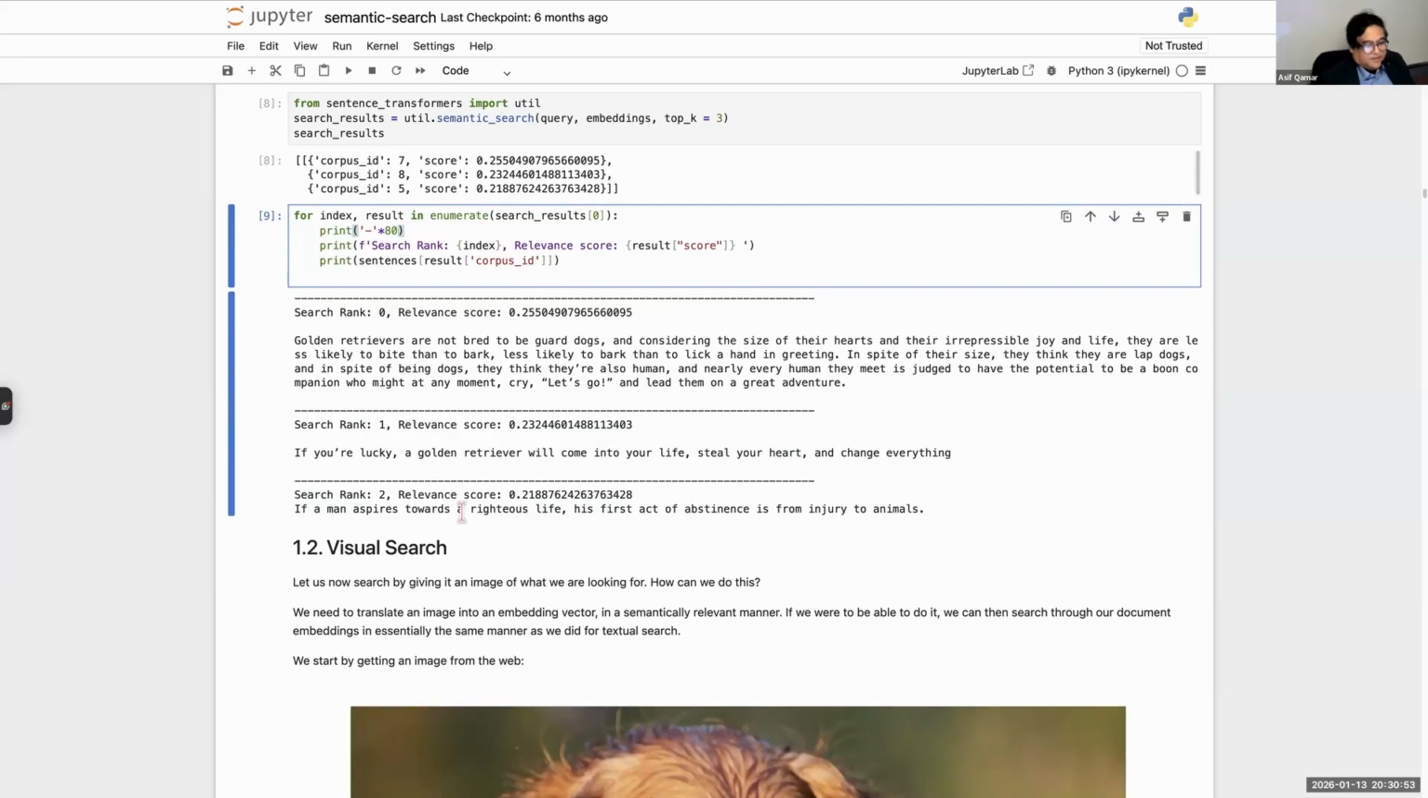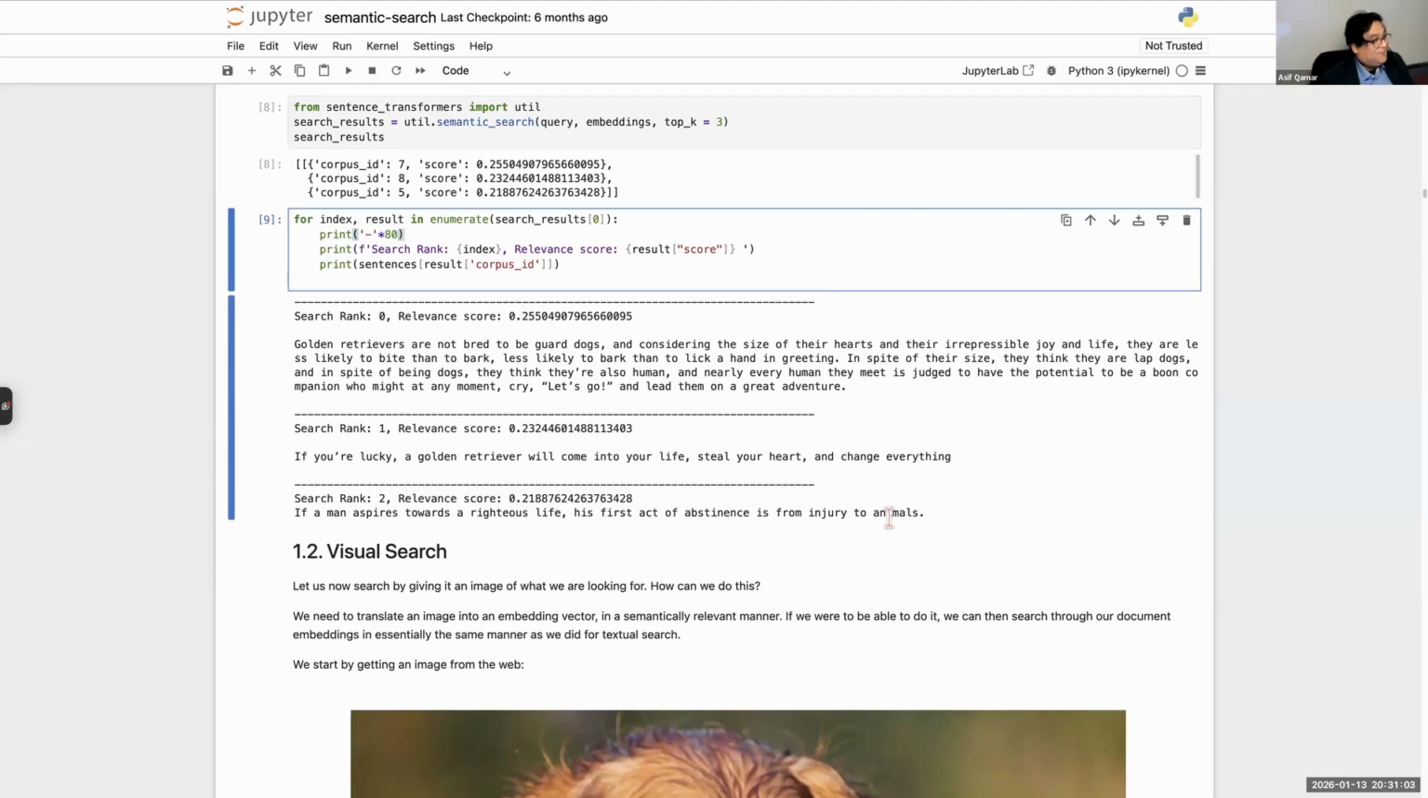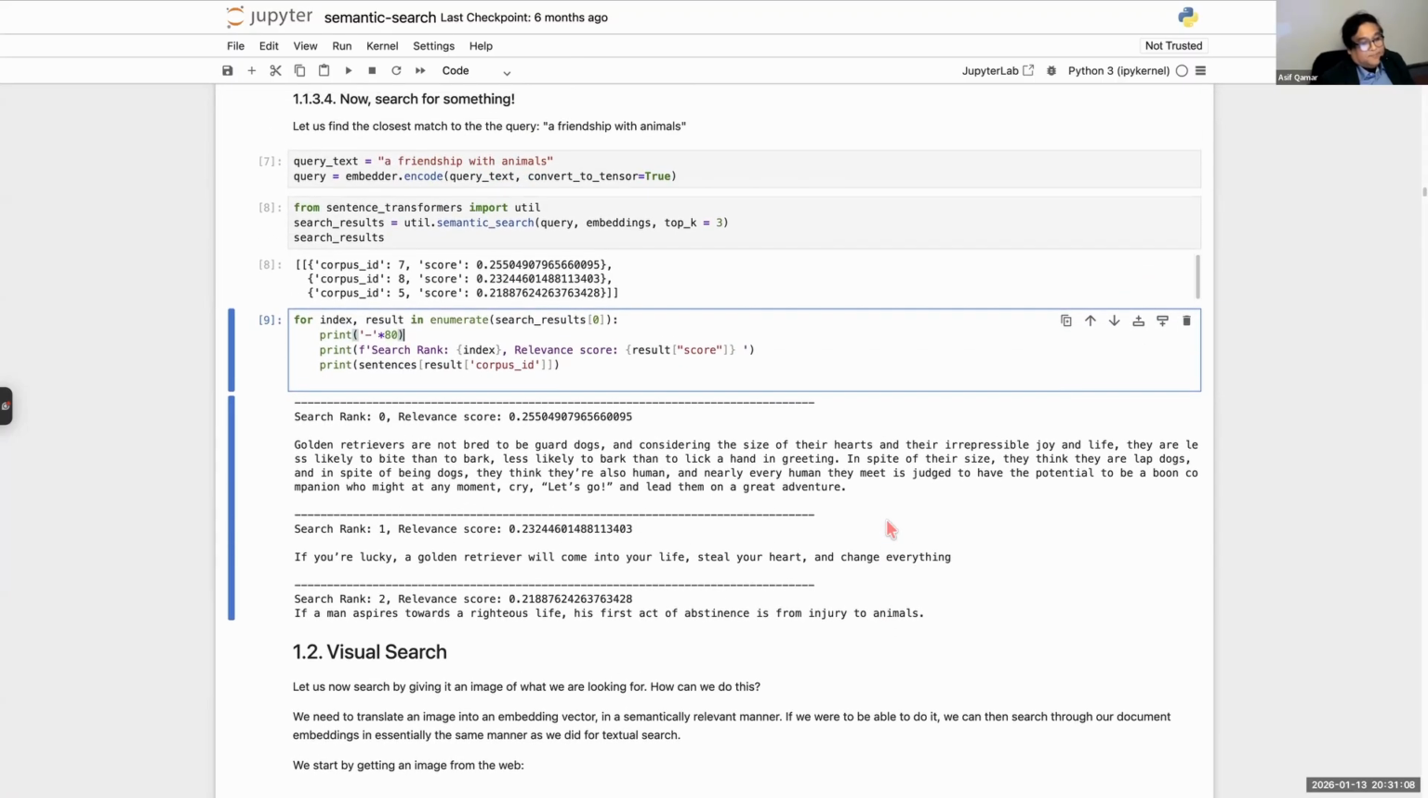If a man aspires towards a righteous life, his first act of abstinence is from injury to animals. At least one keyword showed up, right? And it was the third result. And yet, would you agree? Look at this. I actually gave a very hard query. It didn't look like that.